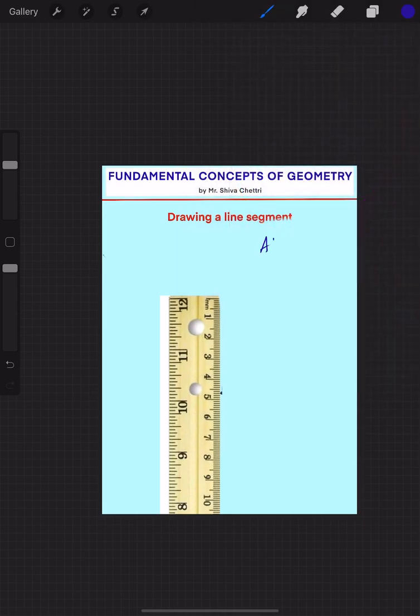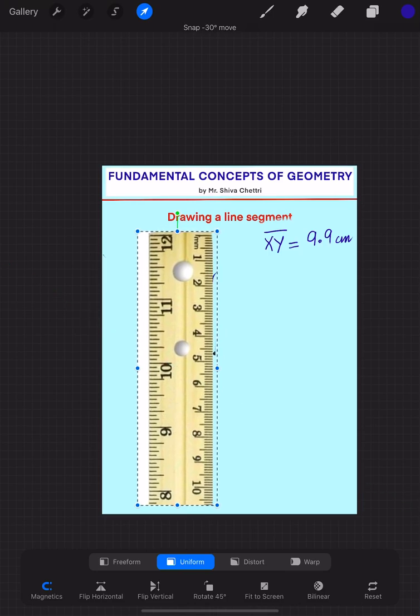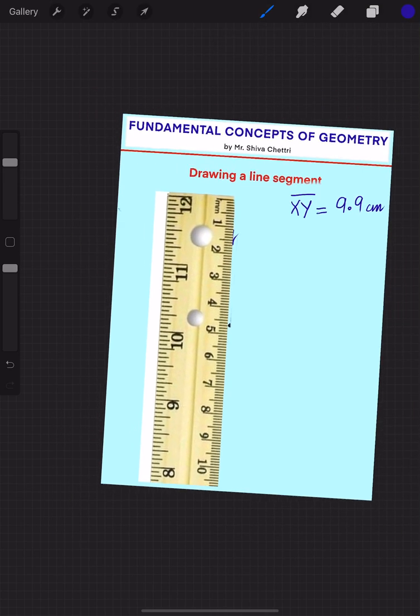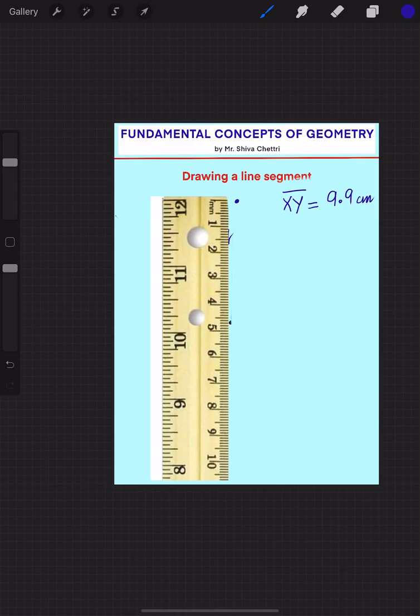If the question says you want to construct another line segment, suppose XY equals 9.9 centimeter. You'll take these small fragments only, not the bigger fragments, because those are inches. You'll just use the portion where it is written mm. Where the mm is written, that is 0 only. So first I'll mark the 0 point. Initially you have to mark where there is 0.